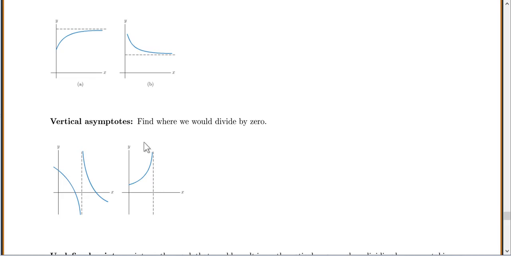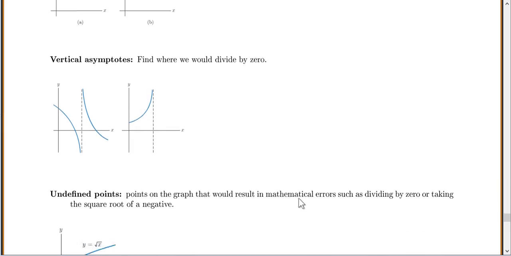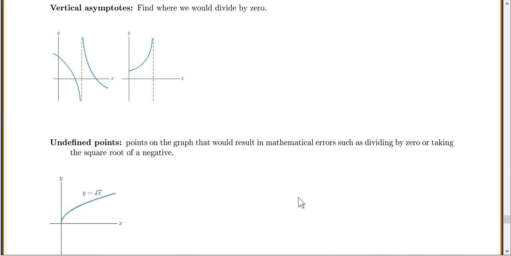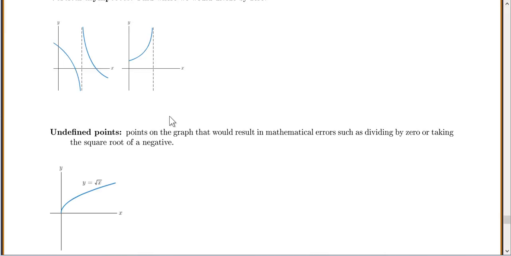Vertical asymptotes are where we would be dividing by 0 and you can't simplify or get rid of it somehow. You have a possible vertical asymptote. You also sometimes have undefined points on a graph, and that's points that result in mathematical errors such as dividing by 0 or taking the square root of a negative. So like if you have y equals square root of x, you can only take the square root for positive numbers. So x is only going to be defined for values greater than or equal to 0. Notice that my graph doesn't continue past that point.